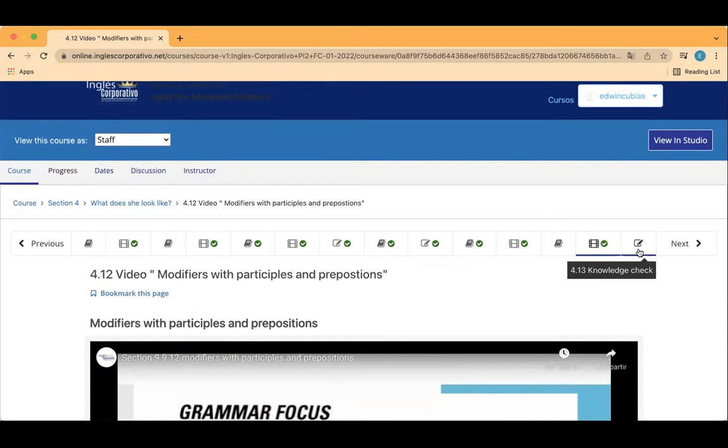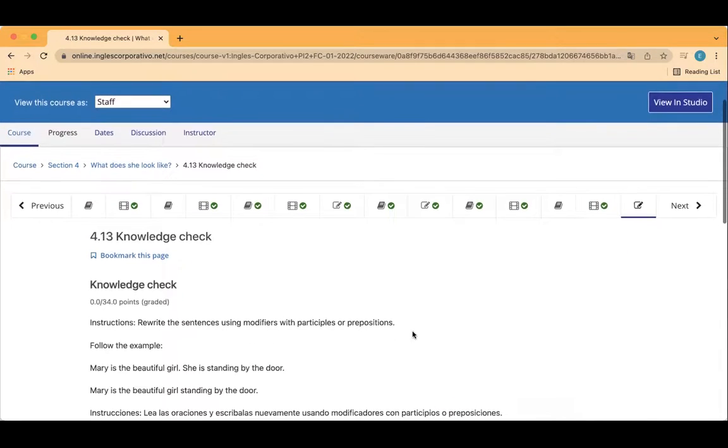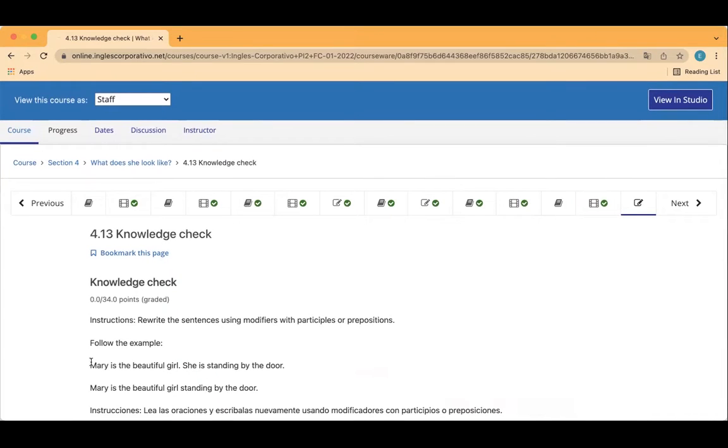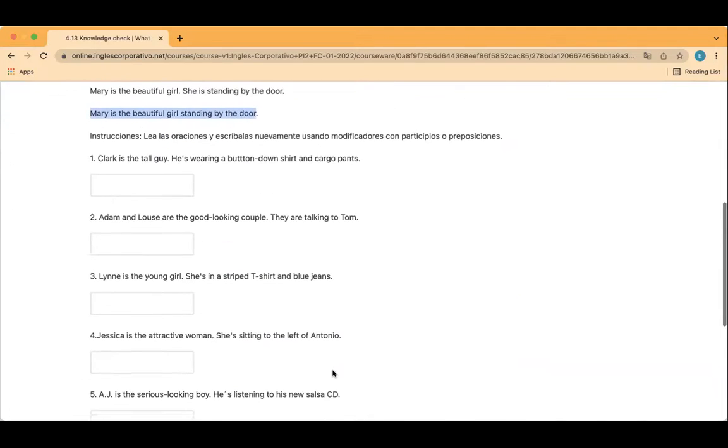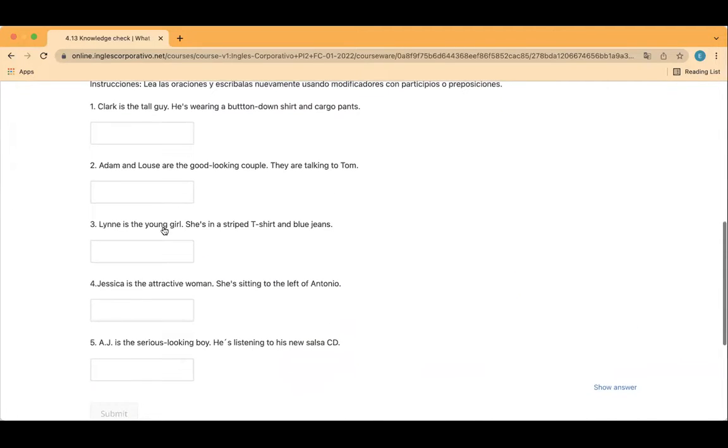Excellent, excellent. Now, we are going to do. ¿Qué vamos a hacer? Vamos a tomar la oración que nos dan. Por ejemplo, Mary is the beautiful girl. She is standing by the door. Tenemos dos oraciones y nuestro trabajo con el compañero, compañera, es hacer una oración. Mary is the beautiful girl standing by the door. So, two sentences, and we put in one sentence. Here we have five exercises.